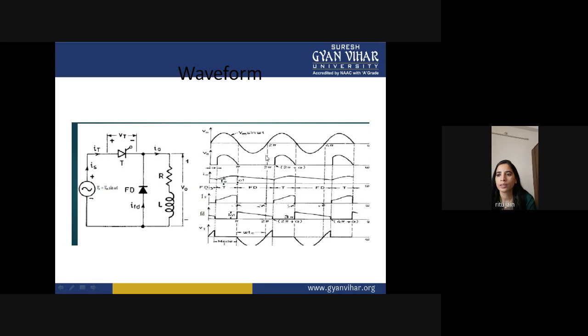Again, at this point, the current is conducting through the freewheeling diode. You can see here that the current is conducting through the freewheeling diode until your SCR gets turned on. At 2 pi plus alpha, your SCR gets turned on again because this is your positive cycle and it comes into the forward conduction mode.